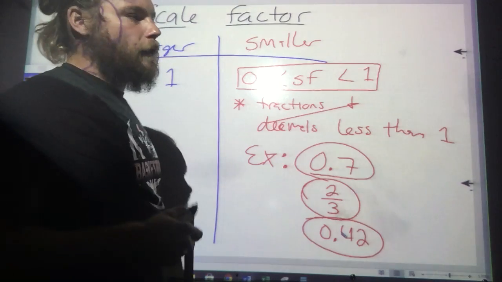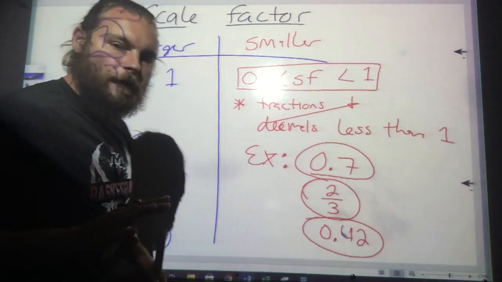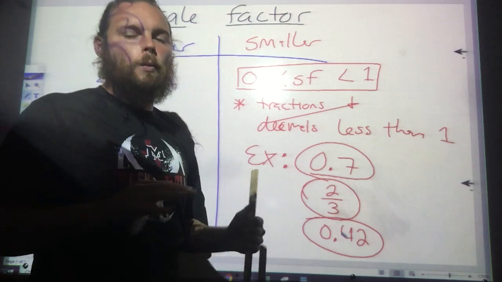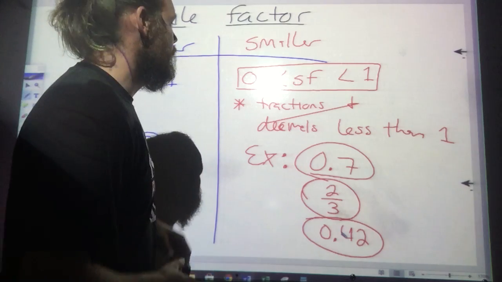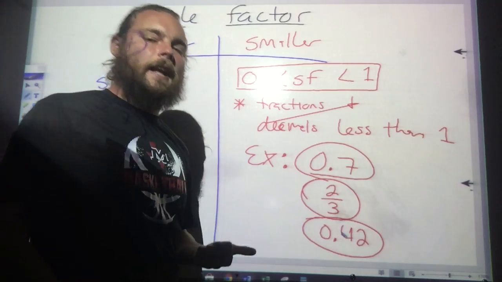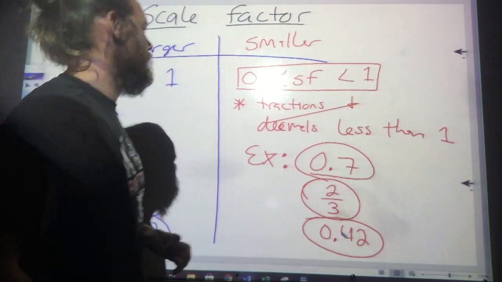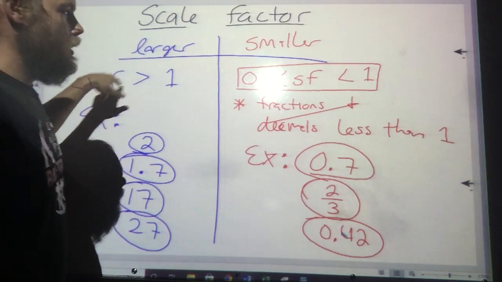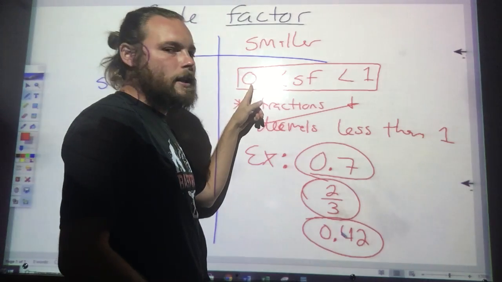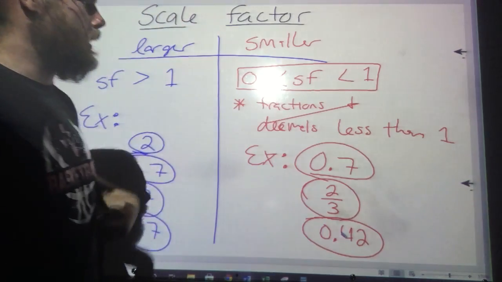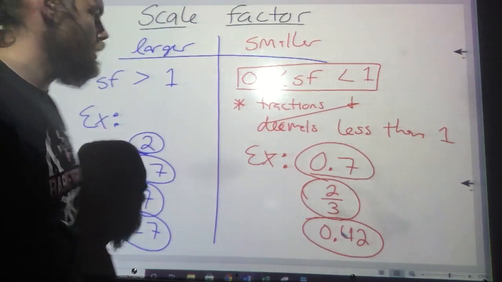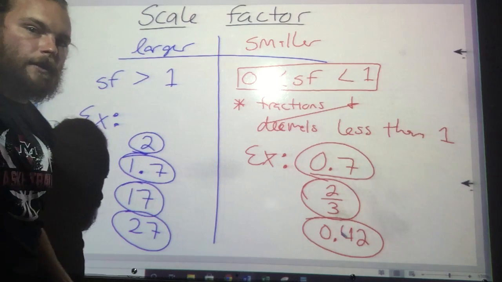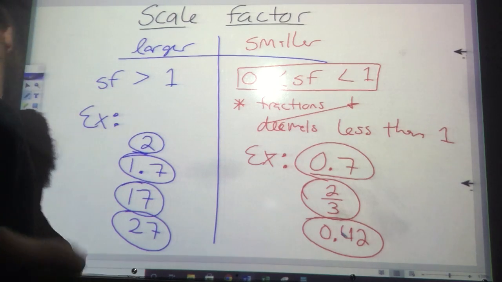One thing when dealing with scale factors, you can never have a negative scale factor. Okay, you don't ever want to have a negative scale factor. If your scale factor ends up being negative, you've done something wrong. Okay? You can have a scale factor that's greater than 1 or a scale factor that is between 0 and 1. Okay, again, those are just fractions and decimals. And the scale factors greater than 1 are just any number greater than 1, any number bigger than 1.